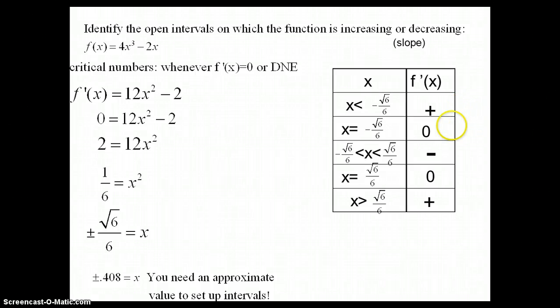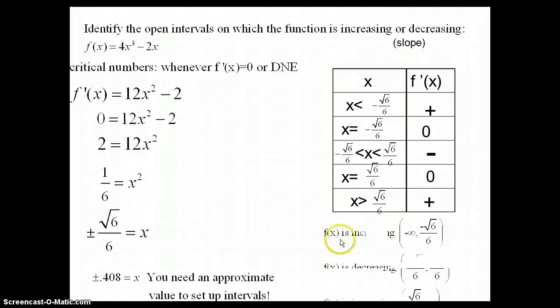So here we've tracked all of our derivative values. And now we can determine where it's increasing and decreasing. So wherever our derivative is positive, that's where it's going to be increasing. Right here and here. And here is where it's going to be decreasing. So you just write up the intervals. Remember, just use the open parentheses for intervals.